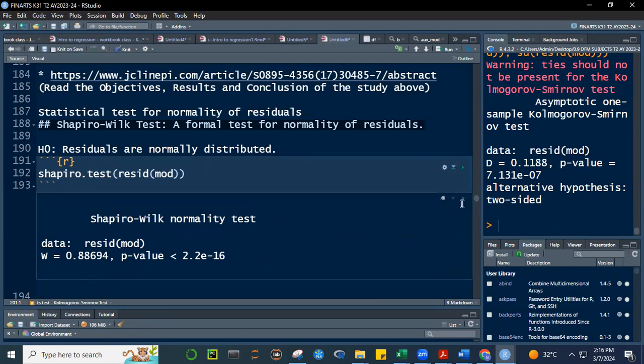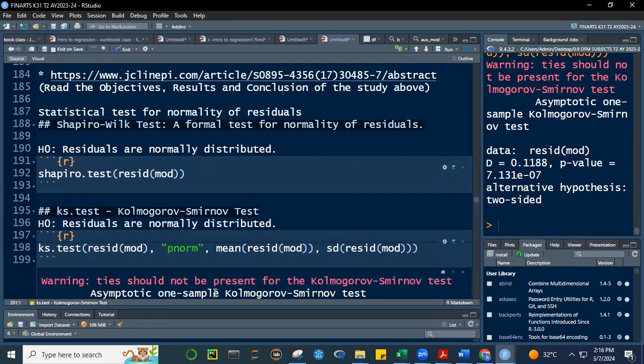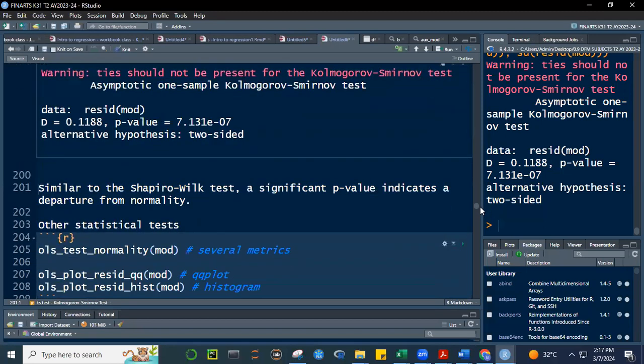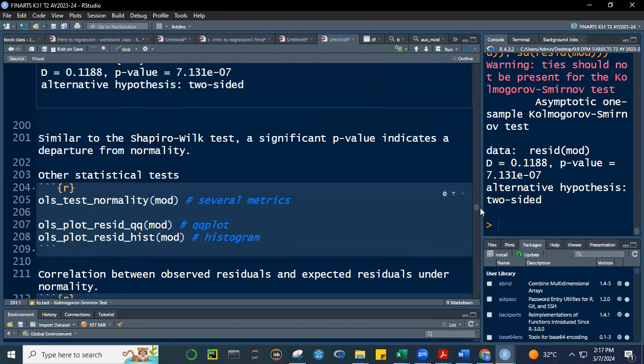I want you to write it, no? Kayo na. Ito, i-share ko sa inyo kasi medyo mahaba, no? Ito, Shapiro test lang yan. Then the residual of the model. Okay? All right, then this one. No? Meron pang ibang mga test, no?